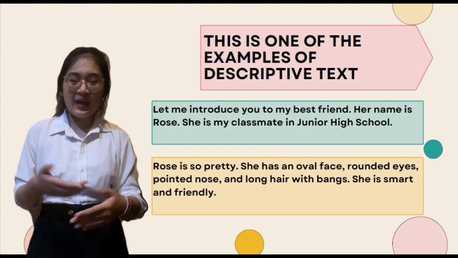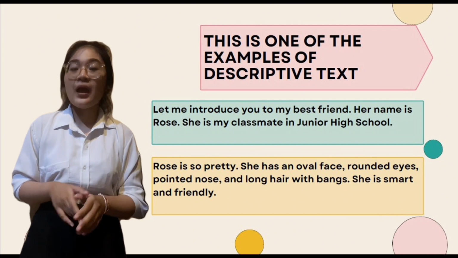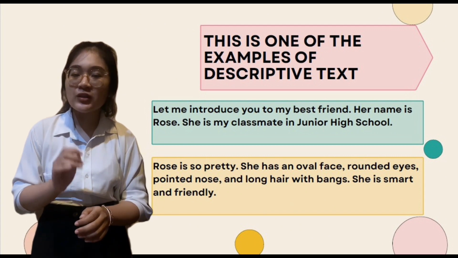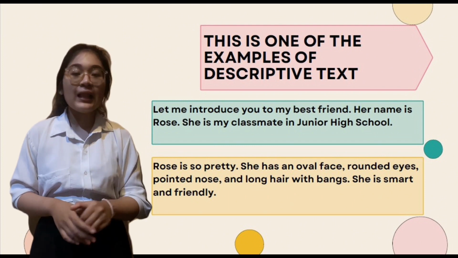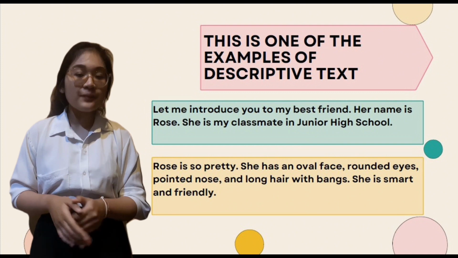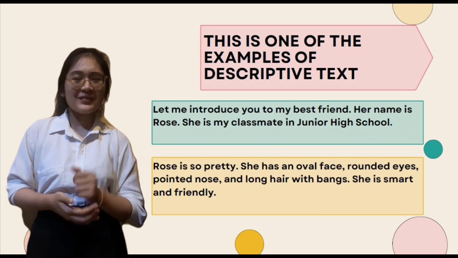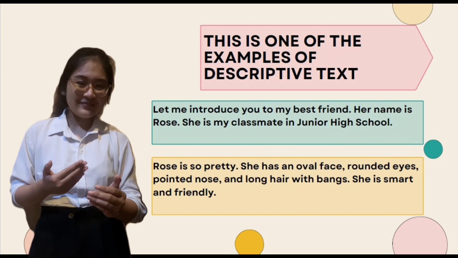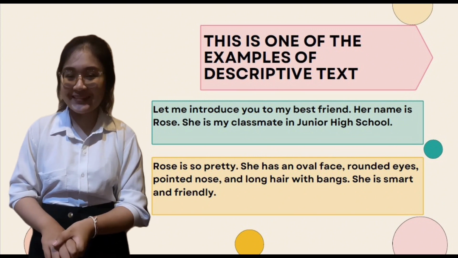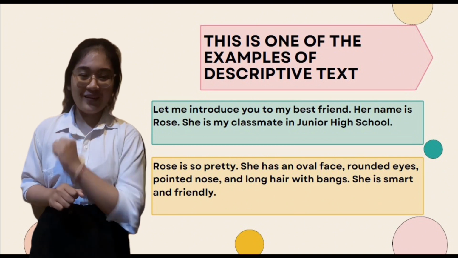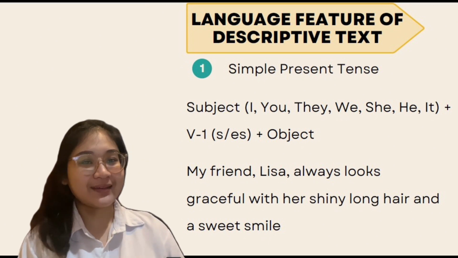This is general. And the orange one, the second one, we call description because it contains specific and special characteristics. In the text, the writer describes her friend, like she has an oval face, rounded eyes, pointed nose, and so on. But looks like there's something missing, right? Yeah, I just remembered we haven't discussed the language feature of descriptive text yet. So, let's continue our discussion. Now, we move to the language feature of descriptive text.